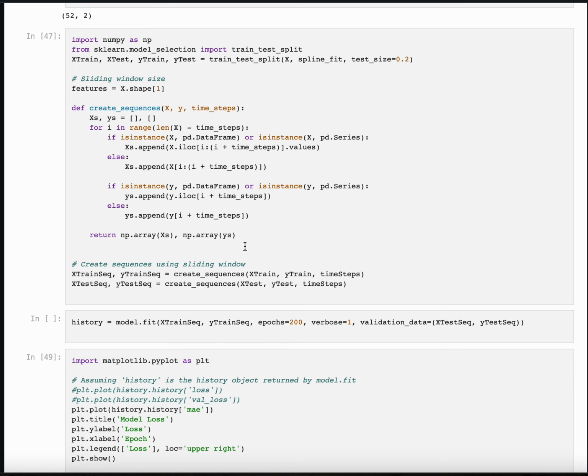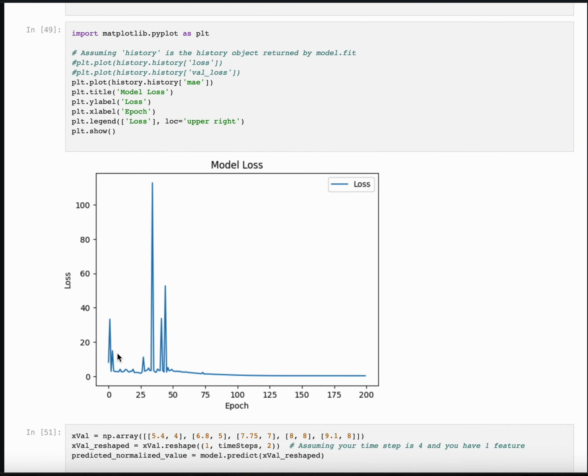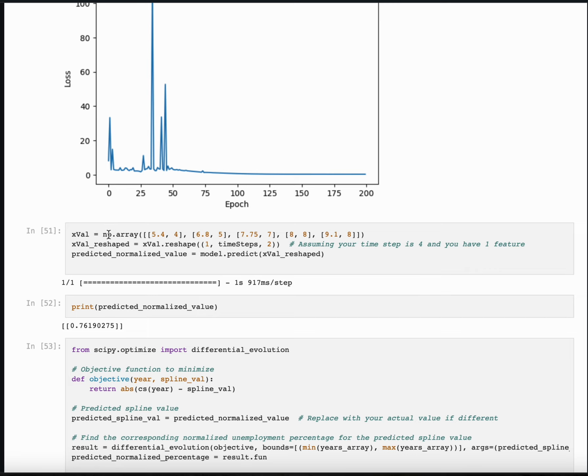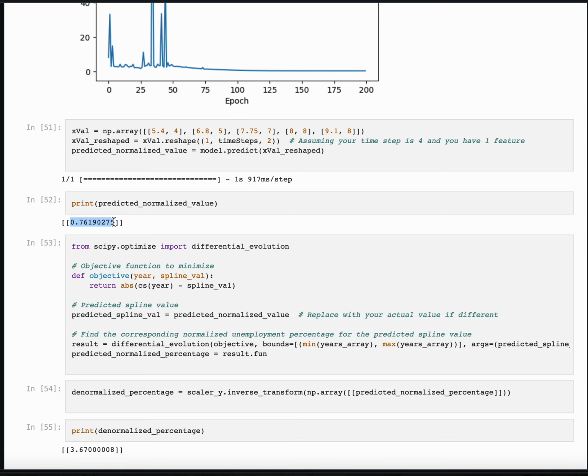So I created these data sequences, right? Fit the model, pretty standard. And here I plotted the loss. You can see it's pretty low and then it has these massive spikes, but after a while it smoothed out. This data went from like 1972, I think, to 2021. So this is the 2022 data I was able to pull, approximately from the first 2.5 months and on. So there's 5 time steps here, and this is the inflation rate and the lending interest rate. So I reshaped that and used it for my prediction. And here's the predicted normalized spline value.